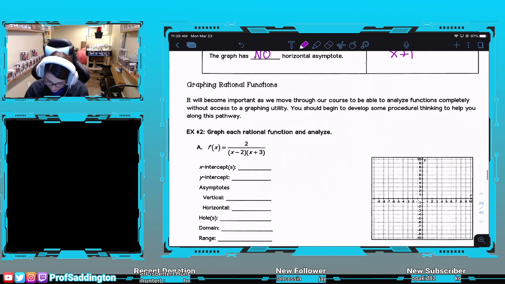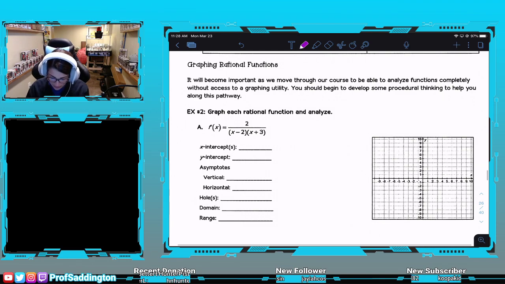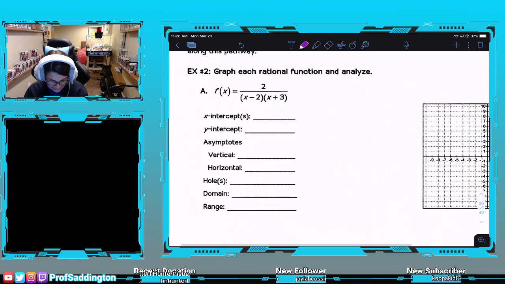So, graphing rational functions. It will become important as we move through our course to be able to analyze functions completely without access to a graphing utility. You should begin to develop some procedural thinking to help you along this pathway. When you get to calculus, there are going to be a lot of sections on exams that will not allow you to have a calculator. There are calculator sections and non-calculator sections, and that will happen to you whether you're taking AP or just university calculus. So we need to know how to do this without that aid.